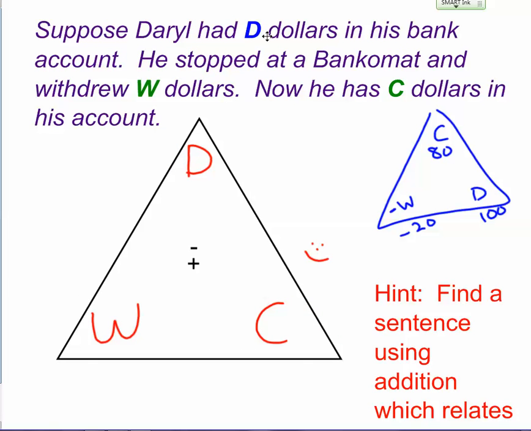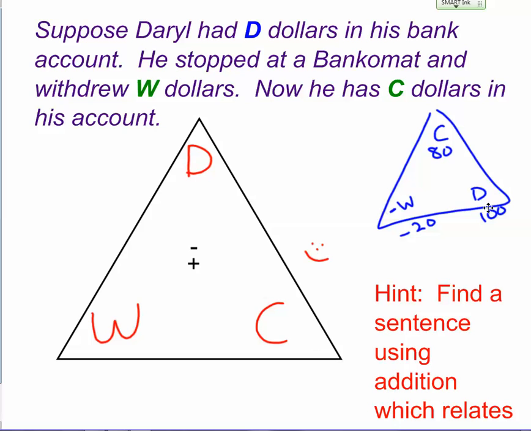Daryl had D dollars in the bank account. He stopped at a bankomat and he withdrew W dollars. And now he has C dollars in his account. So if I take the money he has left and I add the money he withdrew, I get my total D dollars. So the dollars he had minus the withdrawal equals the change. The dollars minus the change equals the withdrawal. The withdrawal plus the change equals the total he had.